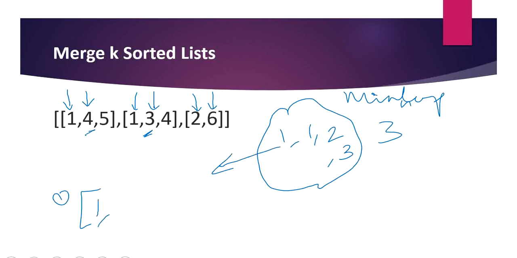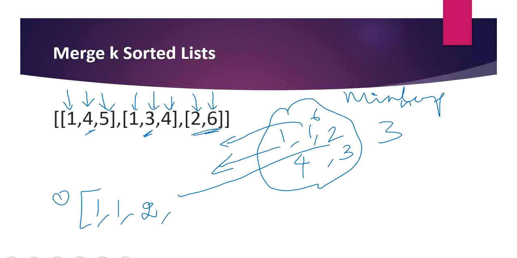The next element is 4. When 4 enters, it is going to push another lesser element, that is 1 again. So it moves the pointer here and here. The next element here is 6. So 6 enters, it pushes out 2. So 2 enters here. And the third list ends because there are no more elements left.